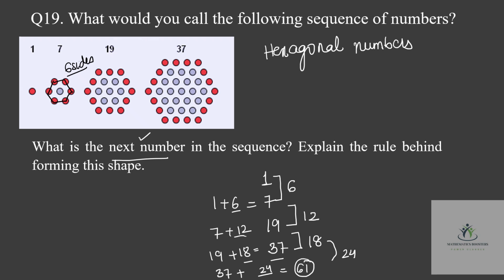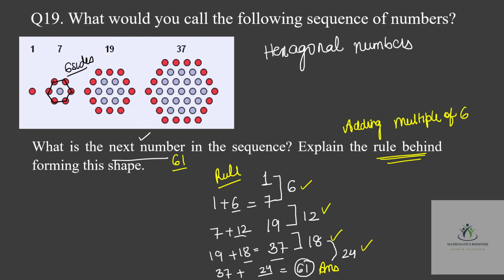This is your answer. So what is the next number in the sequence? 61. Explain the rule behind it. What are these gaps? These are multiples of 6. So this is nothing but the rule: adding a multiple of 6 to the previous number. We are adding 6 to 1, the previous number. Here we are adding 12 to 7, the previous number.